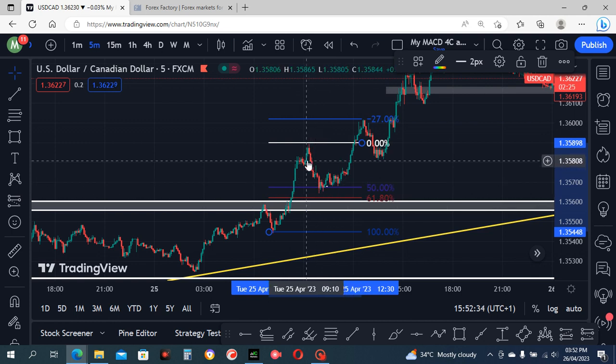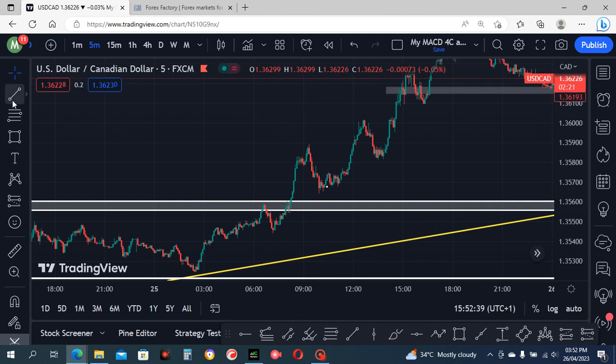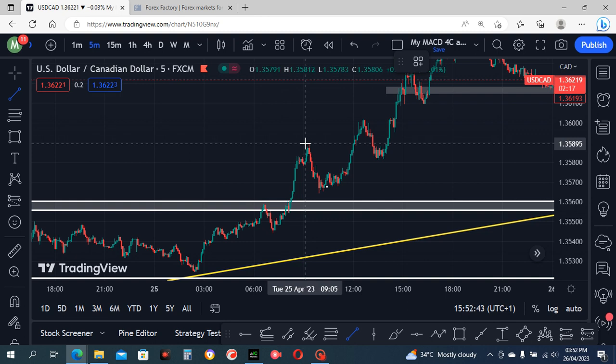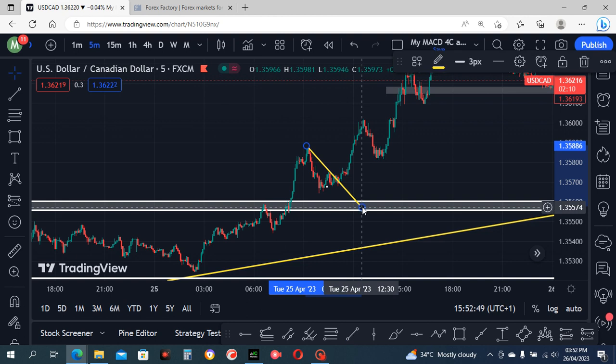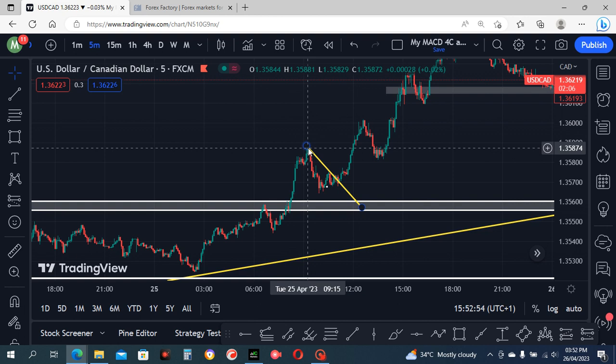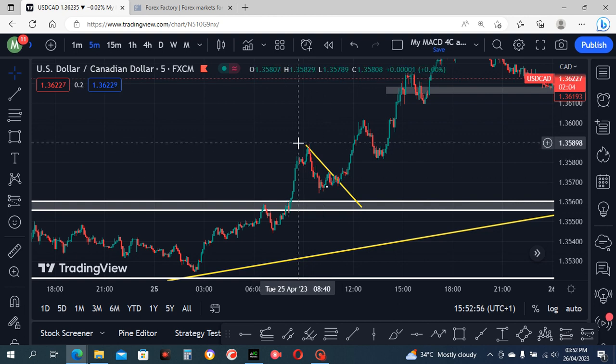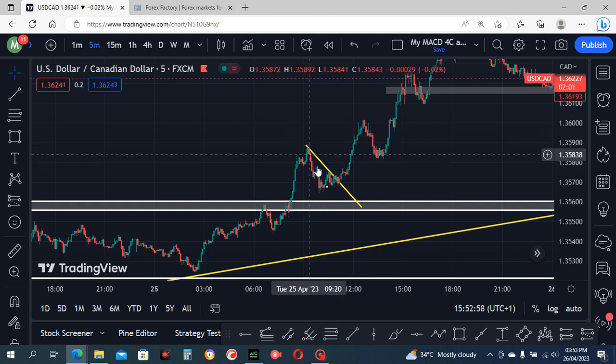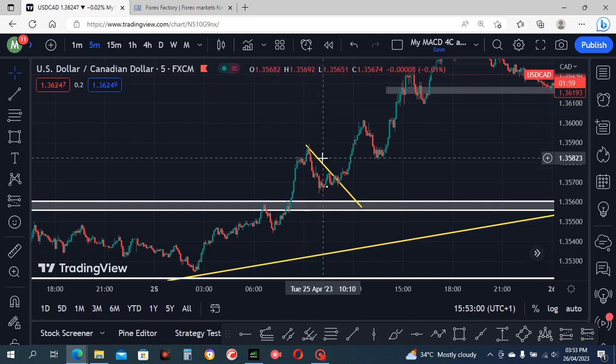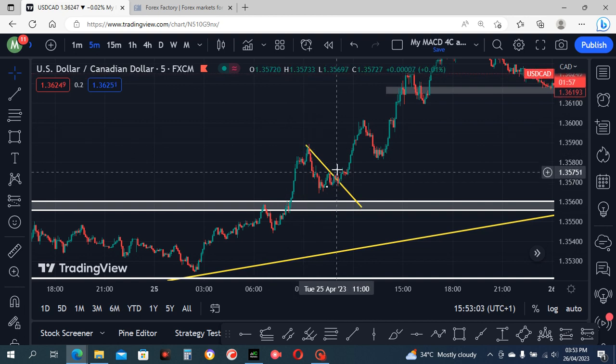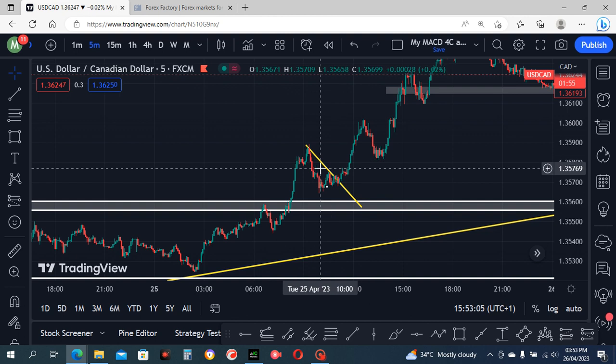So I also use other confirmation apart from Fibonacci. I also use a trend line, a counter trend line. So this is my counter trend line. For the validity of a counter trend, it must touch two parts of the candlestick of the chart pattern. This is the first part and this is the second part. So when it broke above here, I started stalking my trade.